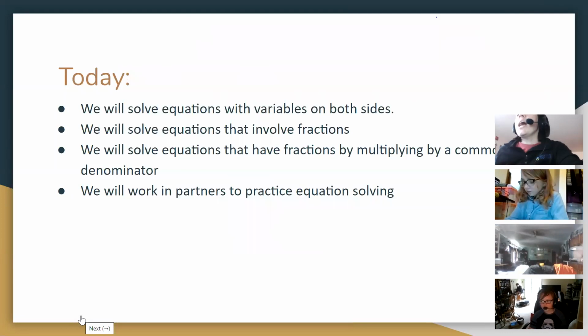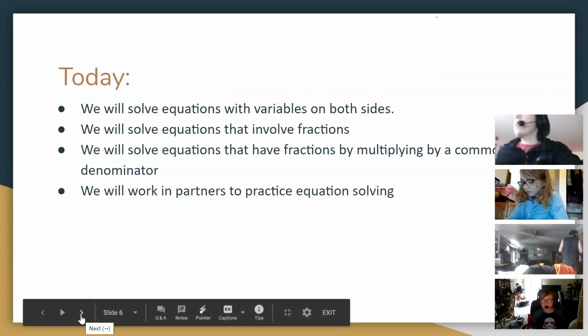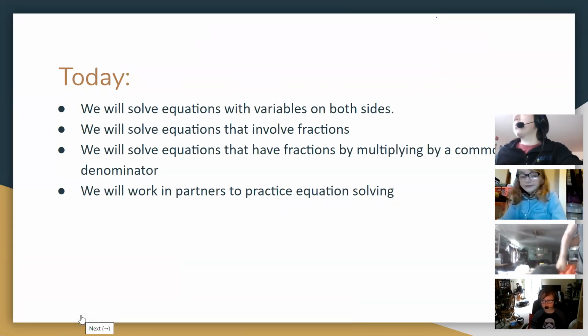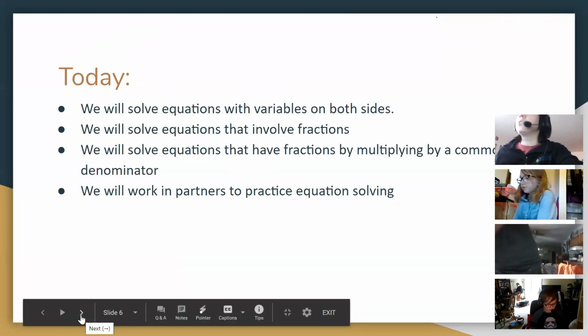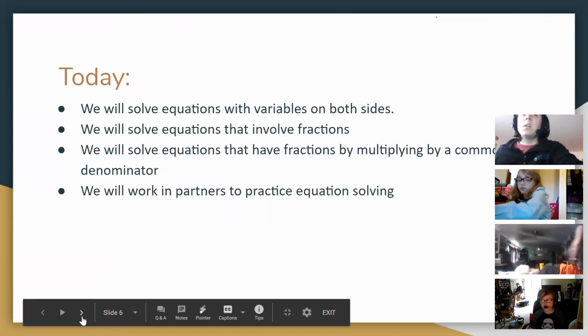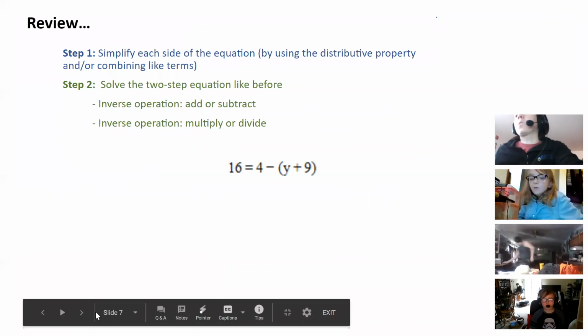Well, I highly recommend you have a piece of paper and something to write with to take down some examples of these equations. The more examples you have, the better off you are. But you guys know what works for you.